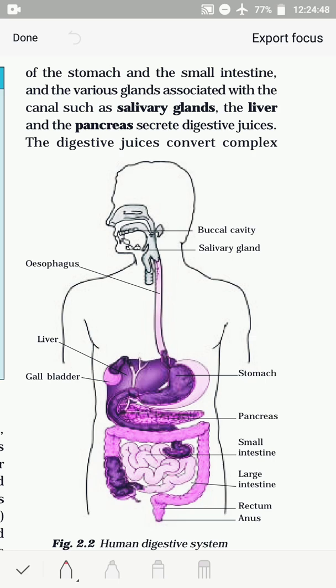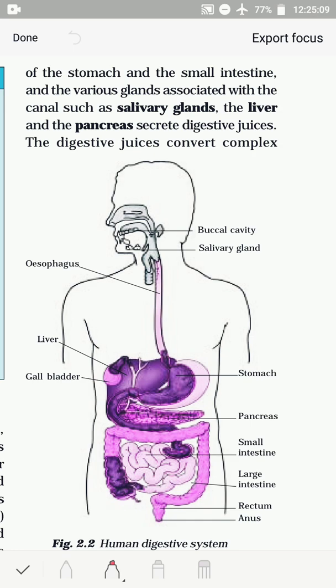We take in food through the mouth, digest and utilize it. The unused parts of the food are given out of the body. To do all these functions, we have a system in our body that is called digestive system. So, human digestive system. Here you see the picture given, human digestive system.